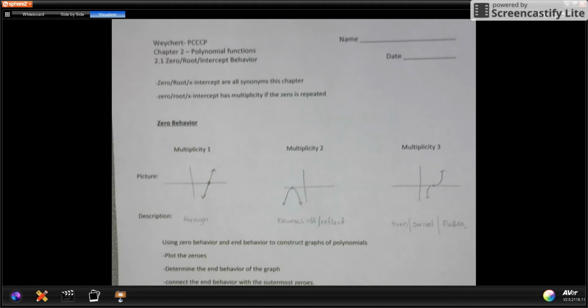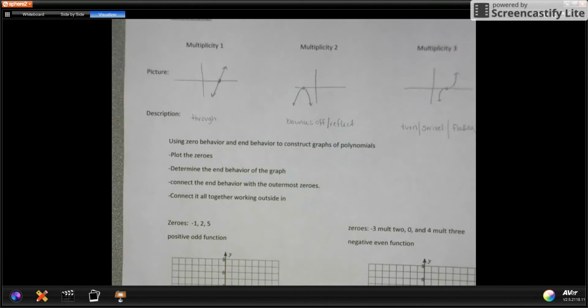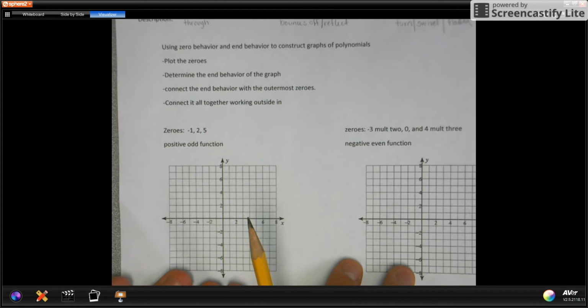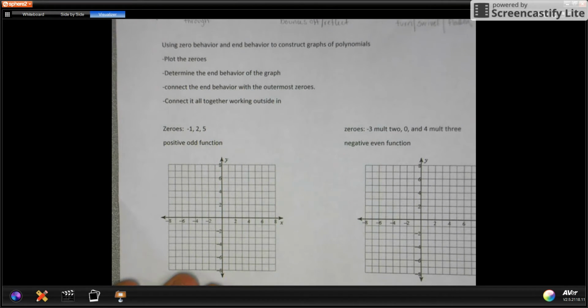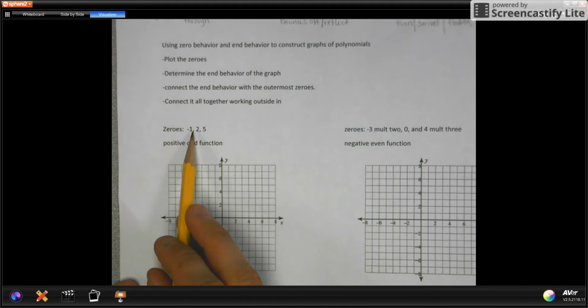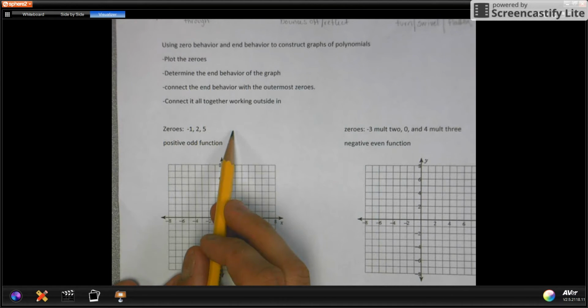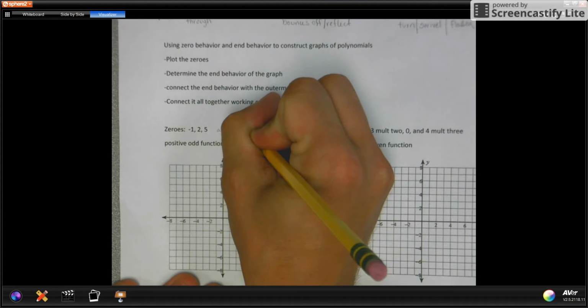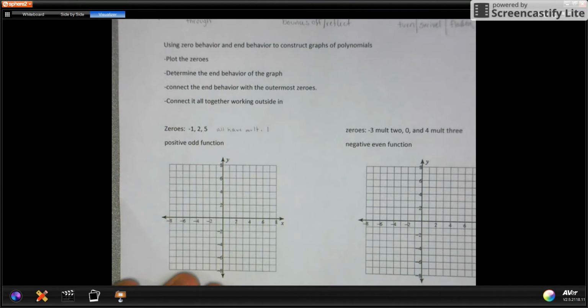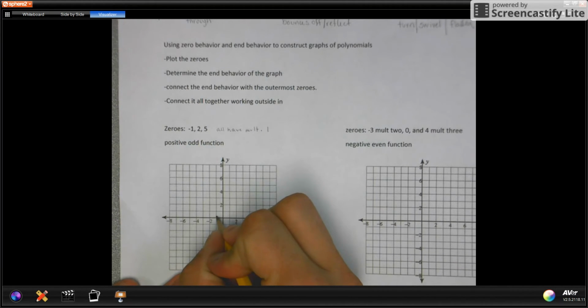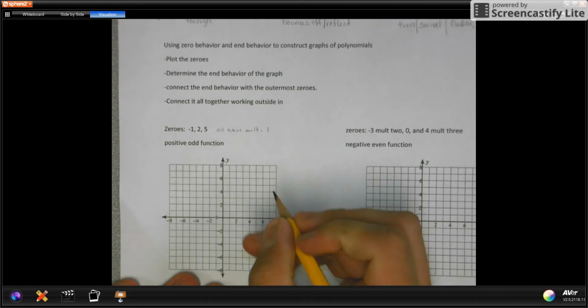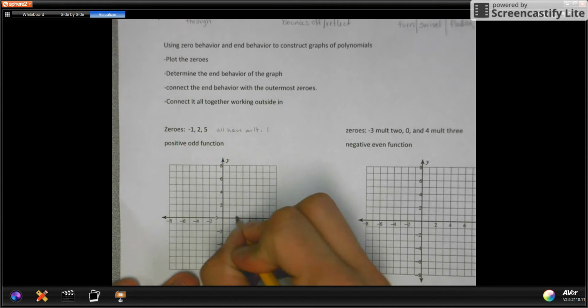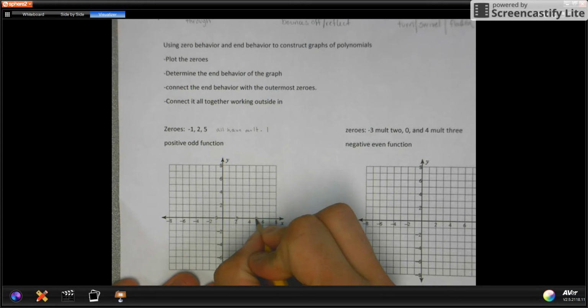Once we understand that, we can now combine what we have just learned with what we talked about in class in regards to the end behavior of graphs. So the first thing you want to do is plot the zeros. Here you can see I have zeros at -1, 2, and 5. Nothing else is listed as far as multiplicity, so I assume that they all have multiplicity of 1. If it's not stated, you understand it has to be a multiplicity of 1. So I'm going to plot my zeros. I have zeros or x-intercepts or roots at -1, at 2, and at 5.